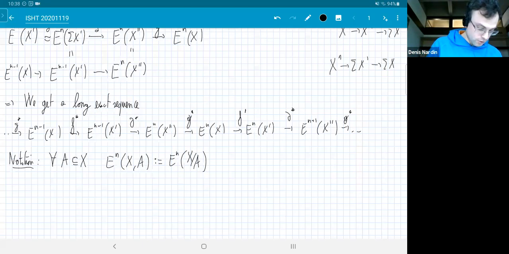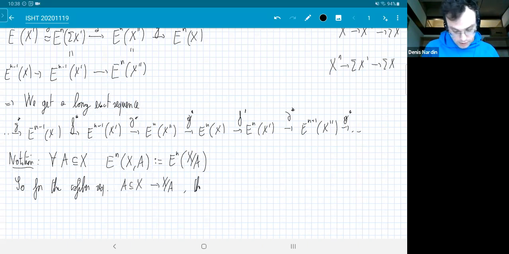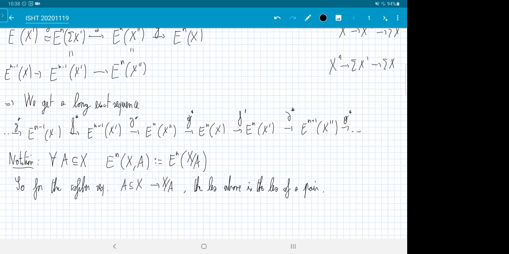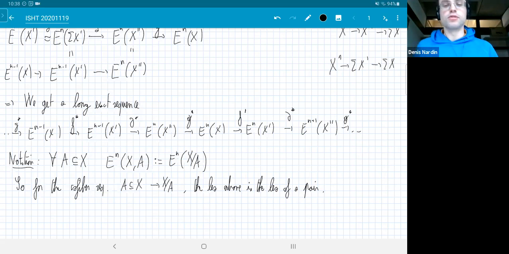So for the cofiber sequence A goes to X goes to X mod A, the long exact sequence above is the long exact sequence of a pair. And it's actually the one for reduced cohomology. You can also define unreduced cohomology by adding a disjoint base point, but I'm always going to work with the equivalent of reduced cohomology, at least for today.